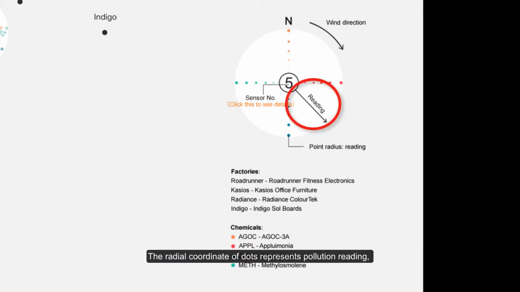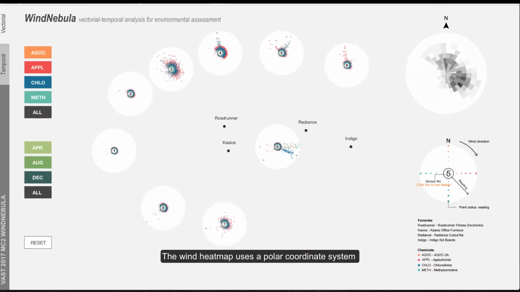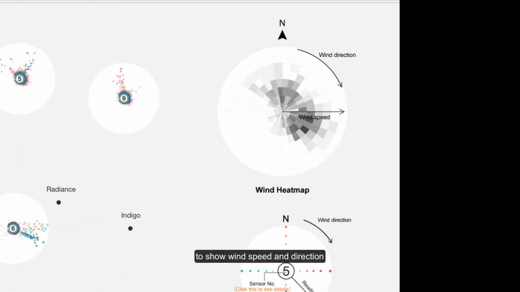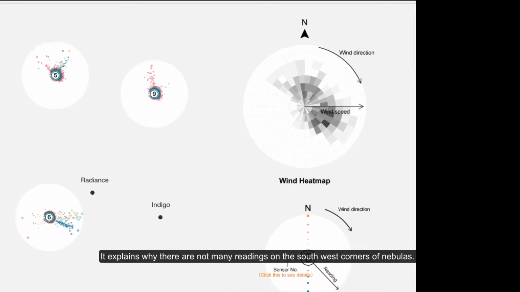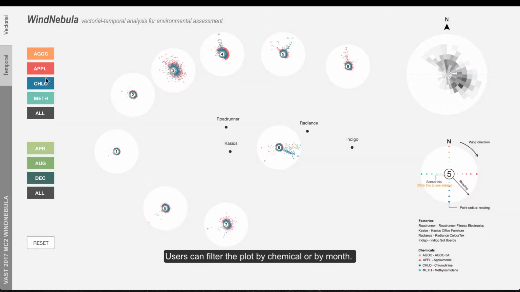The radial coordinate of dots represents pollution reading, and the angular coordinate is the downwind direction at the reading recording time. The wind heat map uses a polar coordinate system to show wind speed and direction. It explains why there are not many readings on the southwest corners of the nebulas. Users can filter the plot by chemical or by month.